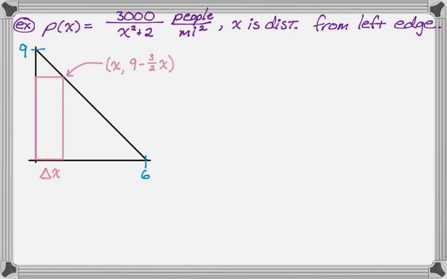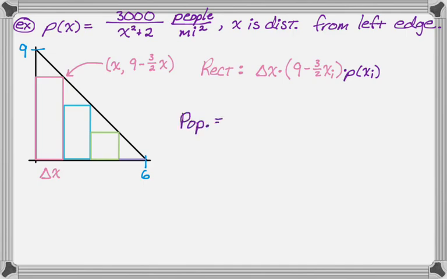We can then find the population within this one rectangle. So the population in this rectangle is going to be delta x times 9 minus 3 over 2 x sub i, or x1 really, but in general in a rectangle it would be x sub i, and then we need to multiply by the density within the rectangle, which is just going to be rho of x sub i. So that's the population within any one rectangle. So we could have a bunch of rectangles, and then if we take the limit as n approaches infinity, that summation that we would write is going to become a definite integral.